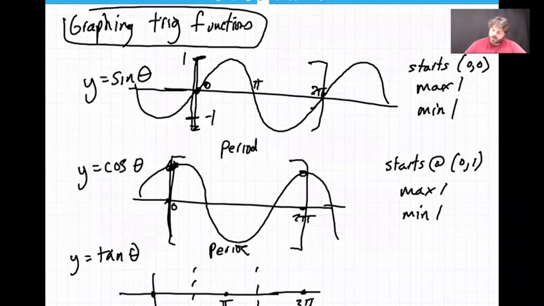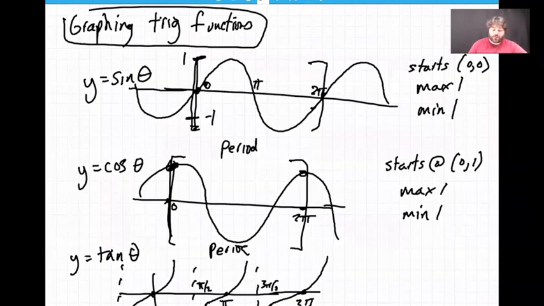Here's tangent. It kind of comes up like this, and does one of these things. All right, and it's got these vertical asymptotes. So the vertical asymptotes are at pi over 2, 3 pi over 2, etc. But that's what tangent looks like, okay? You need to just be able to recognize these, like, okay, I know what tangent looks like, I know what sine looks like, I know what cosine looks like, okay?